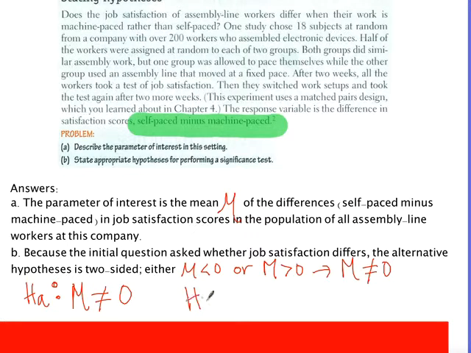And remember that our null hypothesis means that our mean is equal to 0. So these are our two that we're looking at. So either your mean is not equal to 0 or your mean is equal to 0. Not equal to is your alternative hypothesis. Equal to 0 is your null hypothesis.